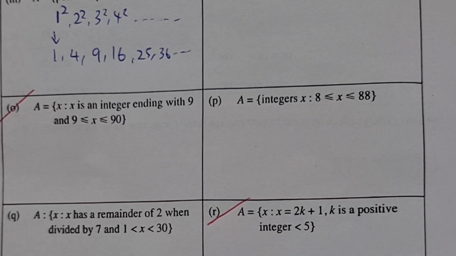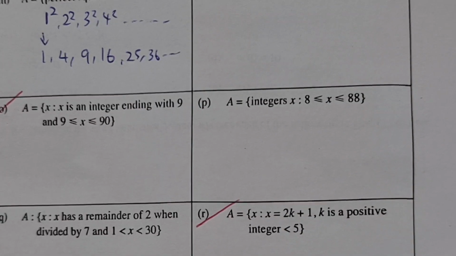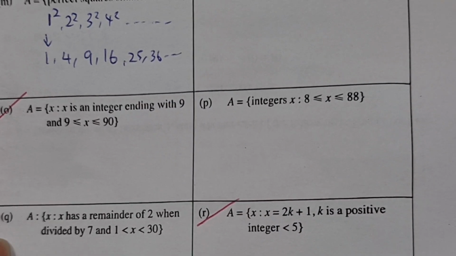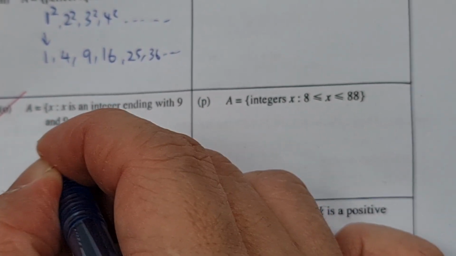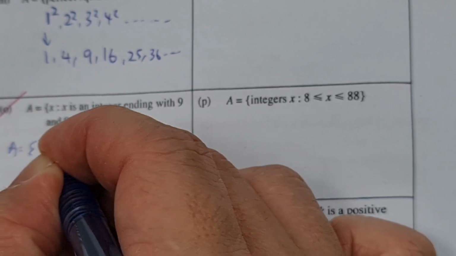So this O. It's an integer that's ending with a 9, and it includes 9 to 90. So these are the set of numbers. So A will include 9.